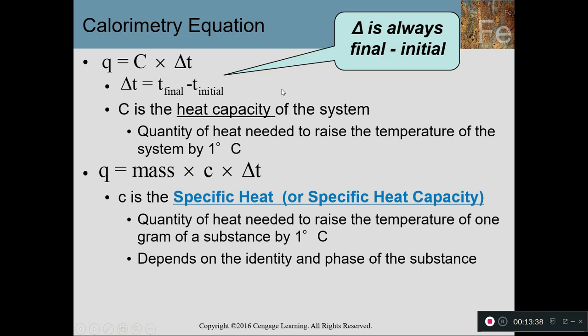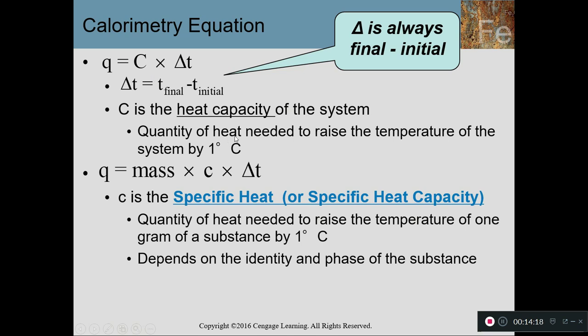An example might be if I had a block of metal and I knew that I had to put 1,000 joules of energy into that piece of metal to make it increase 10 degrees, I would have a heat capacity of 1,000 divided by 10, 100 joules per degree Celsius. That's the heat capacity. Do I know how big that piece of metal is? No, I don't care. Do I know what that piece of metal is made out of? No, I don't care. I just know that piece of metal requires a certain amount of energy to go into it to make it change 1 degree Celsius.